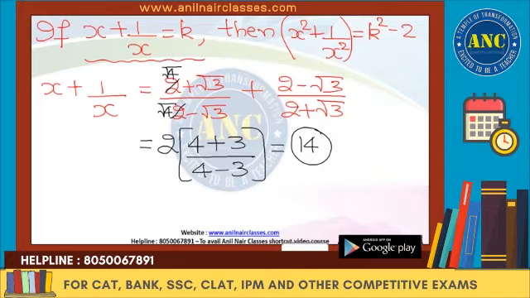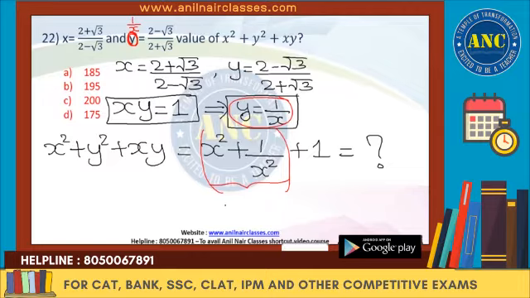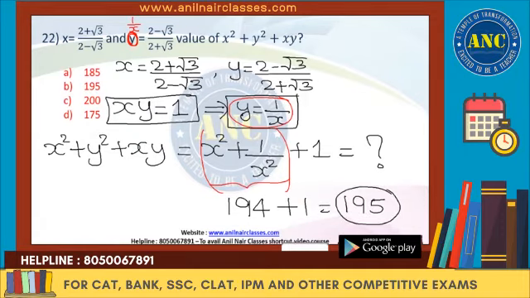That means x plus 1 by x, I know it as 14 right now. And whenever I know x plus 1 by x value as 14, x square plus 1 by x square is 14 square, 196, minus 2. That means x square plus 1 by x square is 194. So my final answer will be 194, which is x square plus 1 by x square, plus 1. So the answer finally for this question is 195.